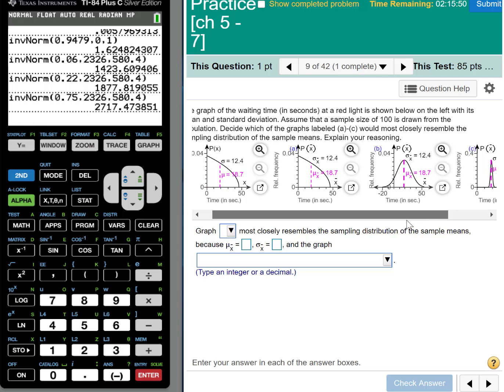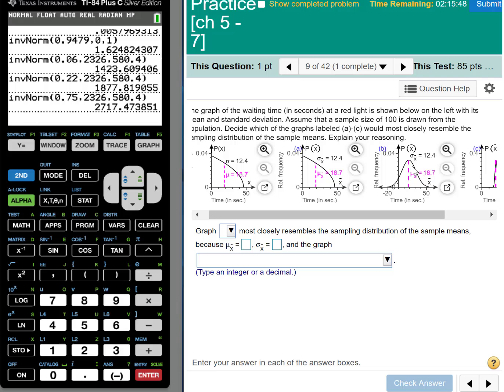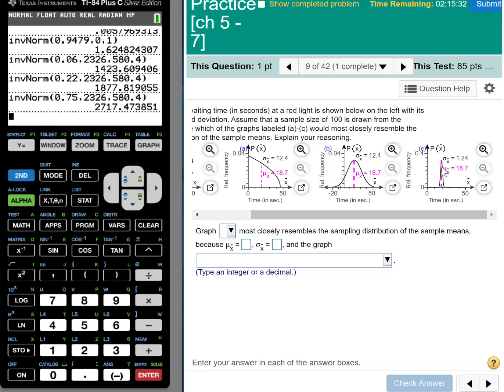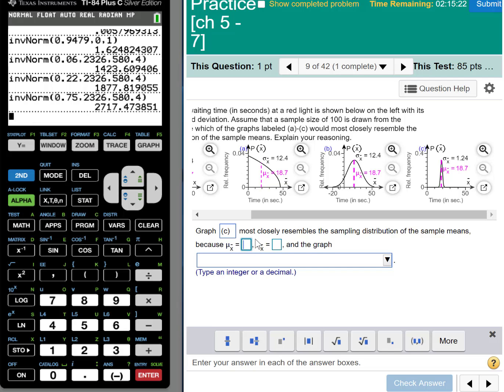The only difference, guys, is the standard deviation. The standard deviation of X bar is the original standard deviation, 12.4, divided by the square root of the sample size, the square root of 100, which is 10. And 12.4 divided by 10 is 1.24. So which graph has 1.24? It's graph C. So you choose graph C. Most closely resembles the sampling distribution of the sample mean, with a mean of X bar of 12.4 and a standard deviation of 1.24.